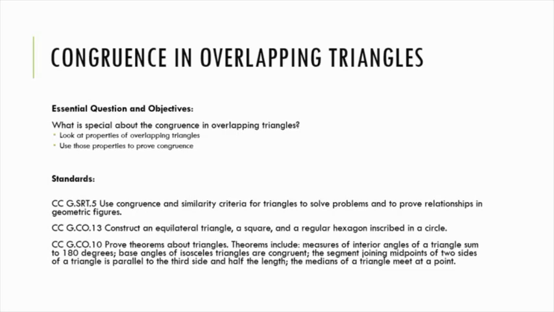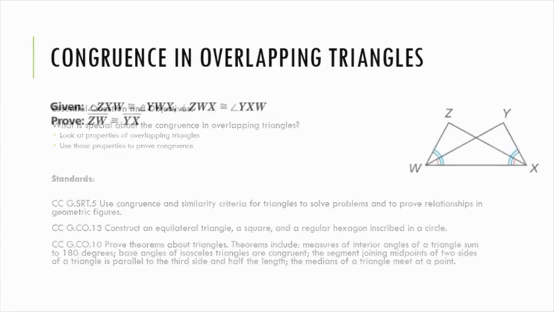Theorems include measures of interior angles of a triangle sum to 180 degrees. Base angles of isosceles triangles are congruent. The segment joining midpoints of two sides of a triangle is parallel to the third side and half the length. The medians of a triangle meet at a point.